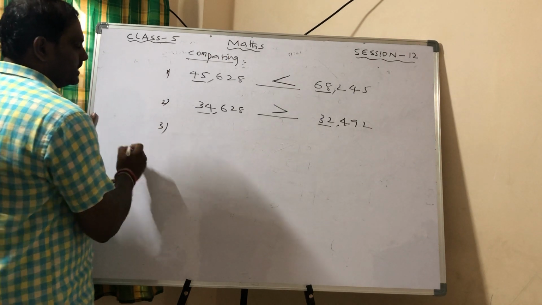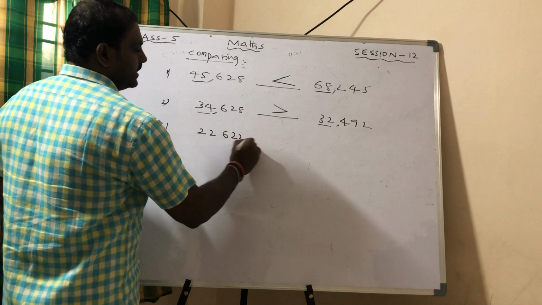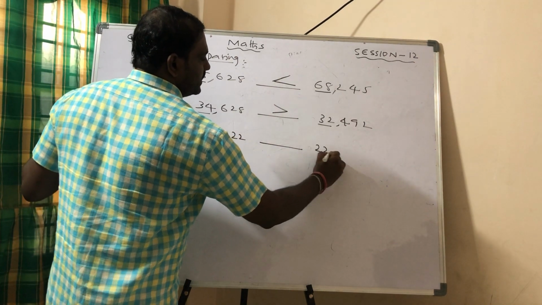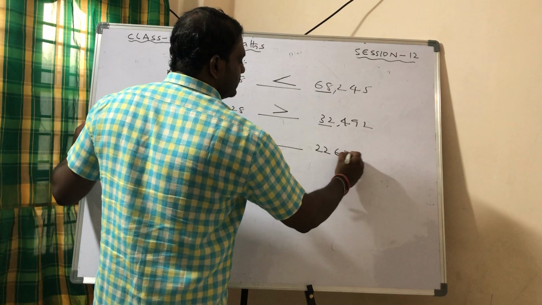Next, third question. A tricky question I'll give. 22,622 and 22,632.